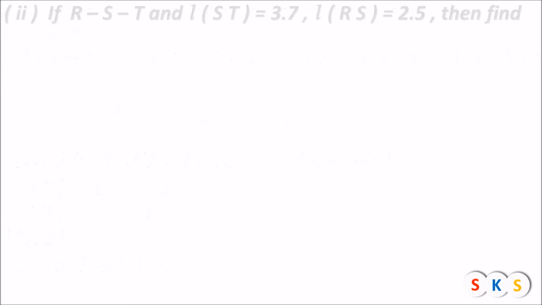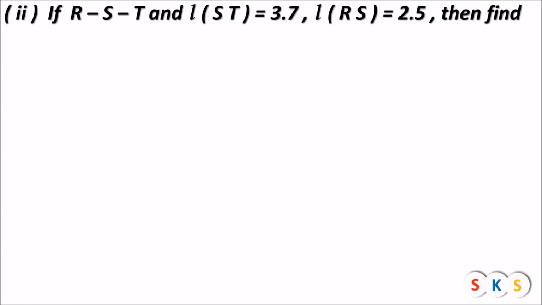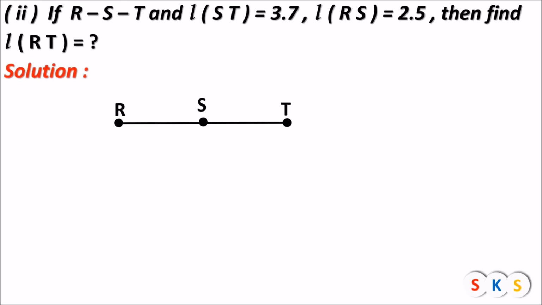Now here we have the next question. If R-S-T and length ST equals 3.7, length RS equals 2.5, then find length RT. So here you can see that it is mentioned that points R, S, T are collinear points. They fall on the same line, and S is between R and T.